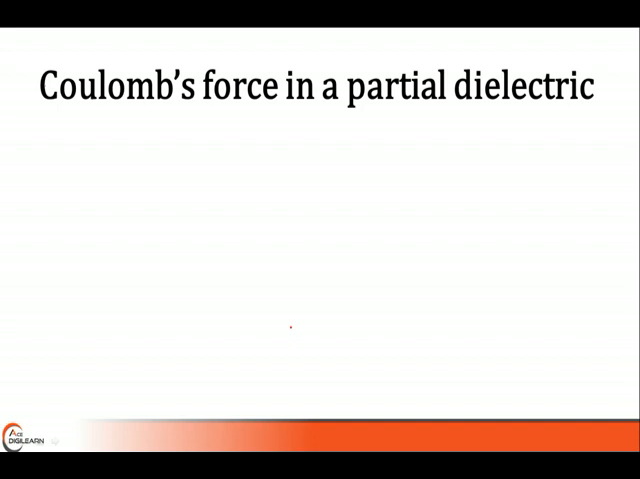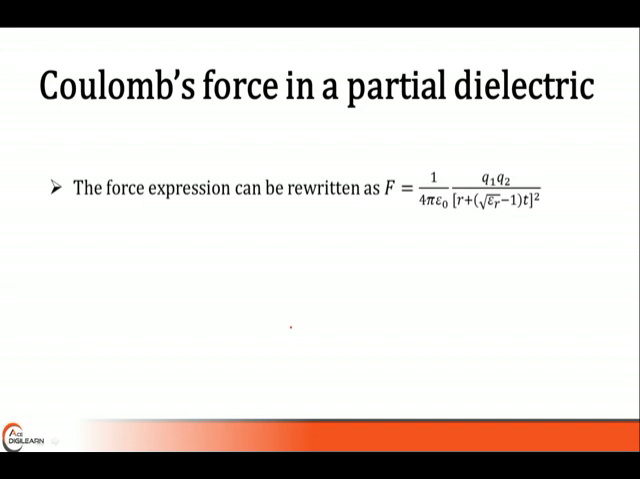Let's get on to the next idea. What is the expression for Coulomb's force in a partial dielectric? Now the force expression can be rewritten as the following. What we have done is that the 2 point charges q1 and q2 are now separated by a given distance r, but there is a partial dielectric of thickness t between them.